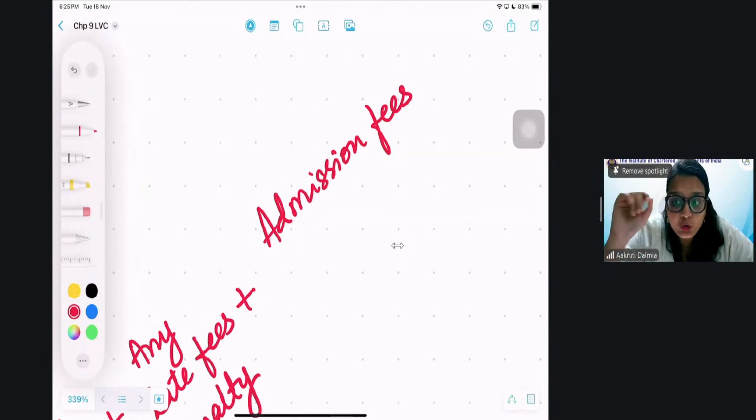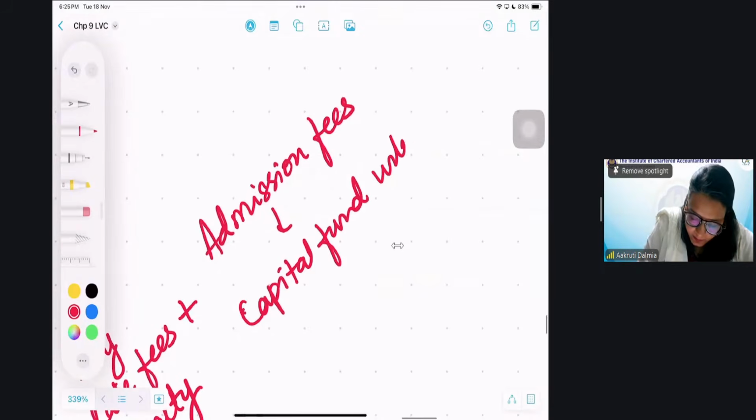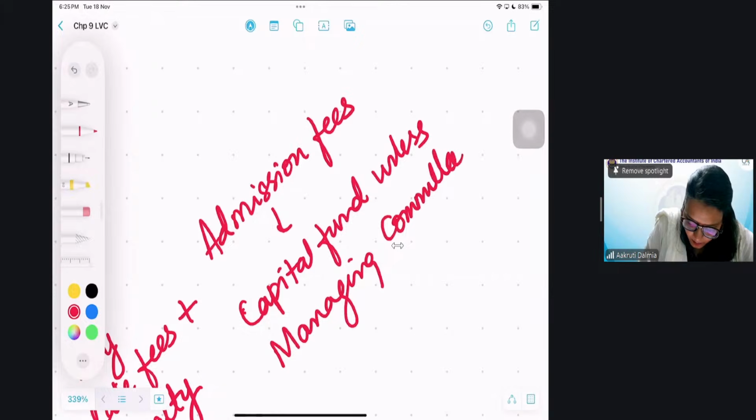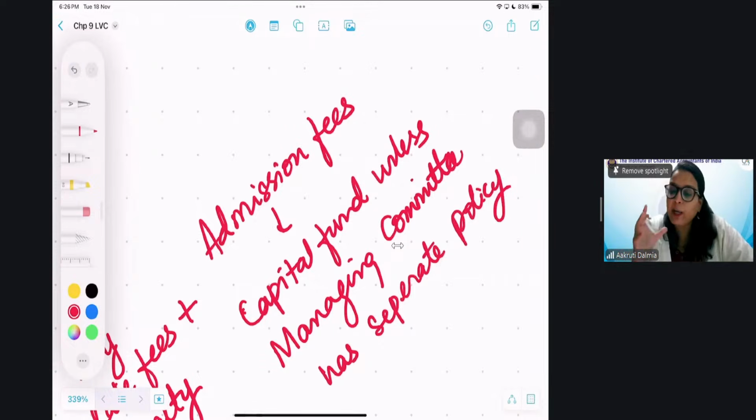Yes. But usually, admission fees go to capital fund, unless the managing committee has a separate policy. So by default, any admission fees that you pay at the time of getting admission, which is one-time fees, can usually go to capital fund. So you have to see what the accounting policy is, and if they are not crediting it to capital fund, then what accounting treatment they are giving and why, and whether it has been agreed by all the managing committee members.